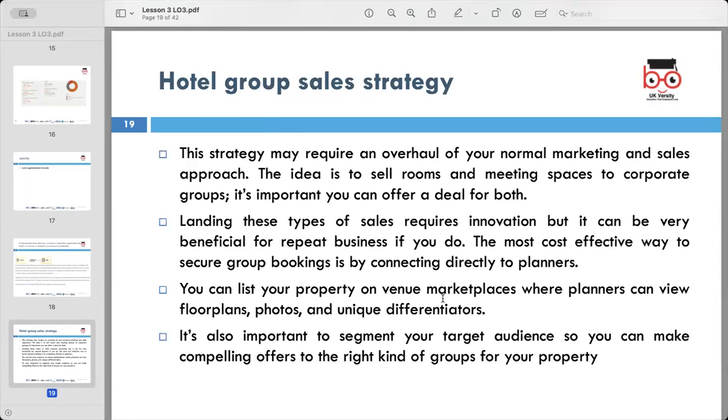Segment your target audience. A segmentation of the target audience is identified as an important aspect of the strategy. So by identifying and understanding different types of corporate groups and their specific needs, hotels can tailor their offerings and promotional efforts accordingly. This targeted approach allows hotels to make compelling offers that resonate with the preferences and requirements of different groups, thereby increasing the likelihood of securing bookings and fostering long-term relationships with corporate clients.